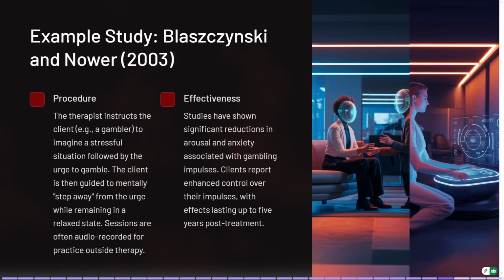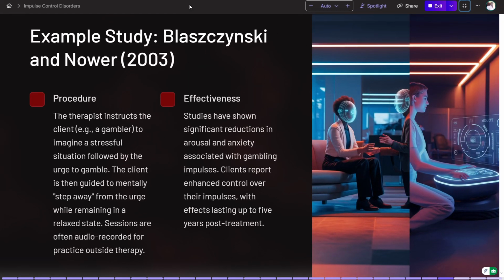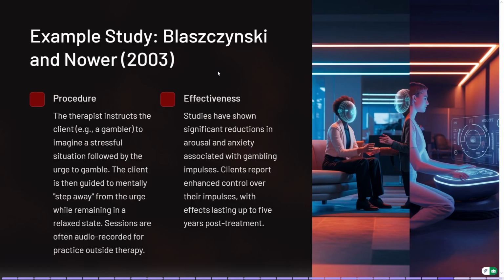urge. Example study done by Blaszczynski and Nower, 2003. The therapist instructs the client, a gambler, to imagine a stressful situation, talking about an environment where they are to gamble, followed by the urge to gamble. The client is then guided to mentally step away from the urge, leveraging the muscle relaxation technique while remaining in the relaxed state. Sessions are often audio recorded for practice outside therapy. So they record the session so that the person can practice even after.